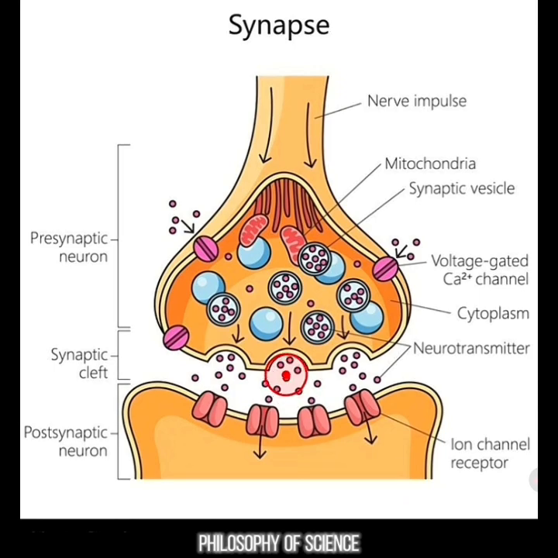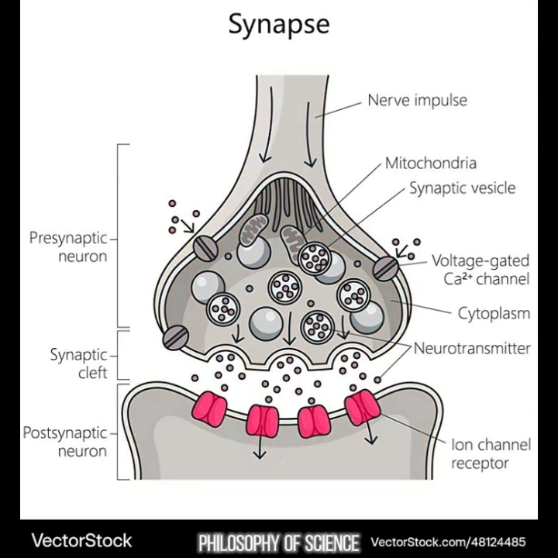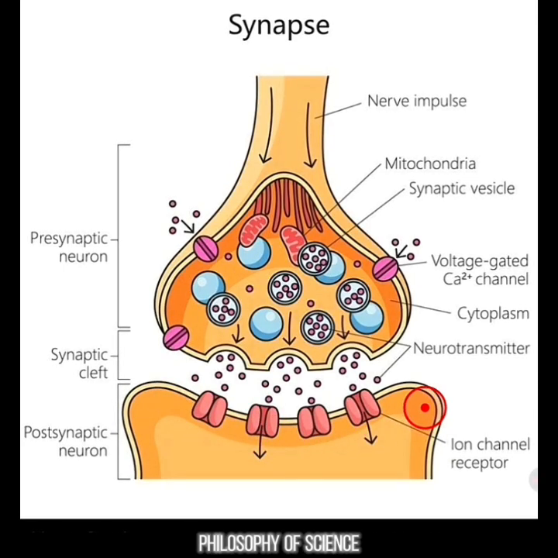After that, these neurotransmitters bind to these chemical receptors. These chemical receptors are located on the membrane of the postsynaptic neuron. They are ion channel receptors, so they are chemical. They do not depend on voltage like the voltage-gated Ca2+ channel. The neurotransmitter binds onto the receptor, which causes it to open.